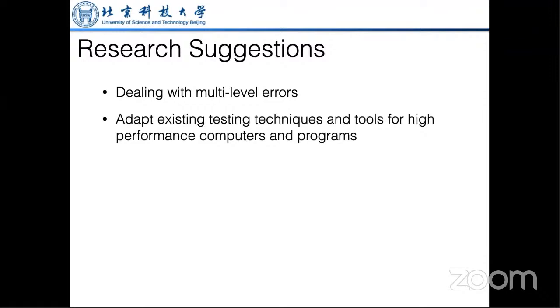Second, there is an urgent need for adapting existing or developing new testing techniques and tools for high-performance environments. However, doing so is non-trivial and challenging. We have to consider many practical factors, such as multiprocess and multi-thread execution, some special restrictions on supercomputers, and compiler friendliness.